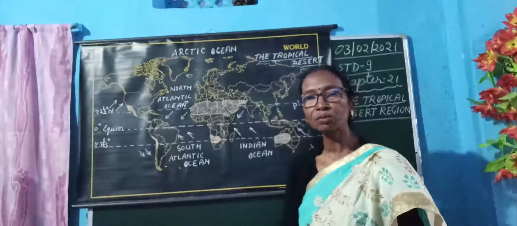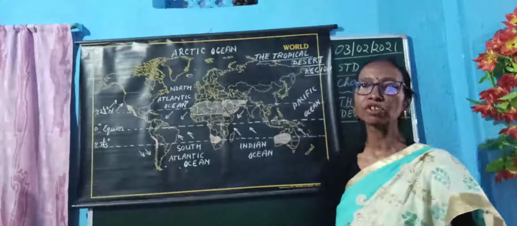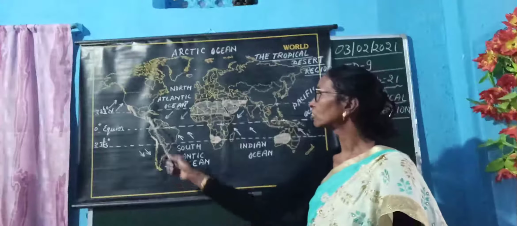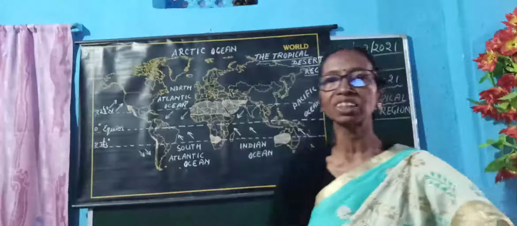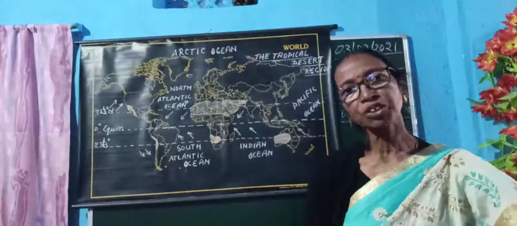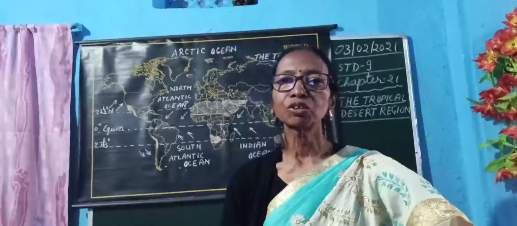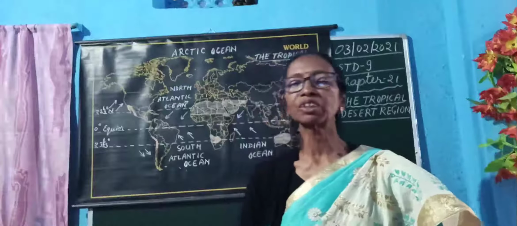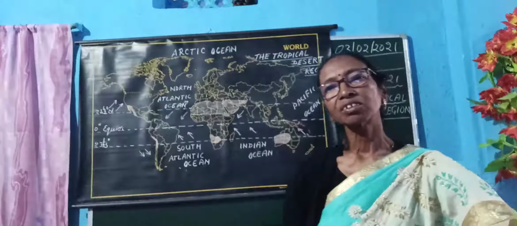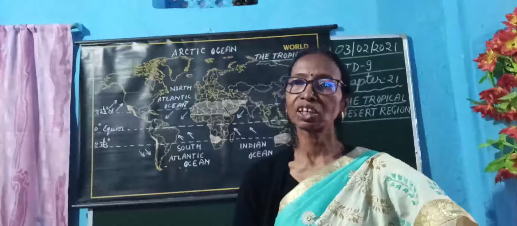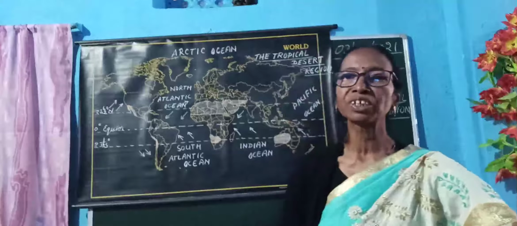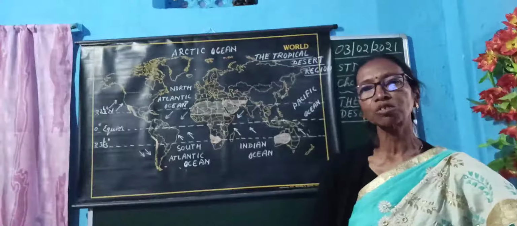If we see the natural vegetation, that depends on the amount of rainfall. Because of very less rainfall, these areas have very less vegetation. There are small scrubs, thorny bushes, and varieties of cactus found in this region. The trees are xerophytes, and these xerophytic plants adapt themselves in this driest part of the world.